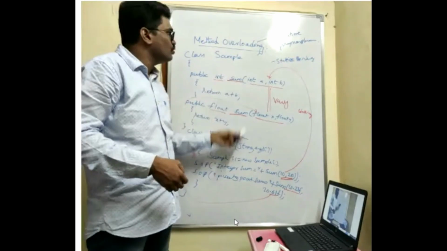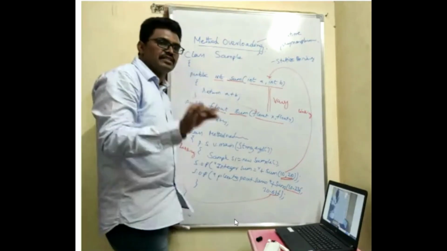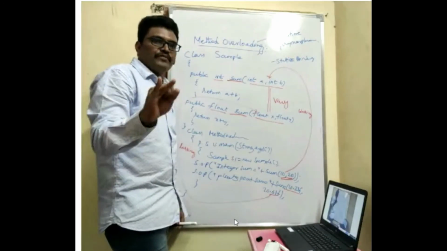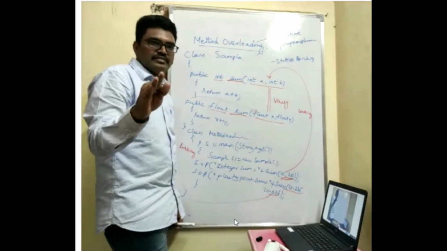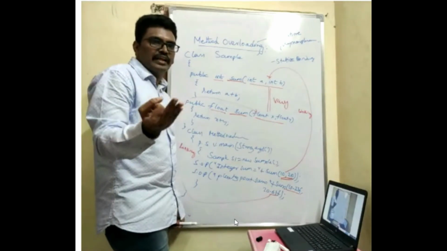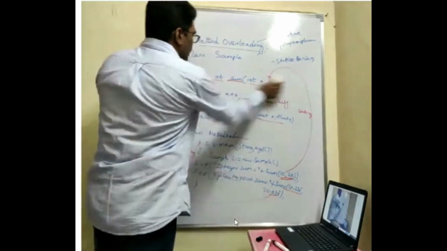So this is how method overloading works. The method overloading concept is methods with the same name but varying in number of parameters, type of parameters, or sequence of parameters. The return type also may vary, but only return type variation is not accepted. So this is the example for method overloading. I hope the concept is clear.